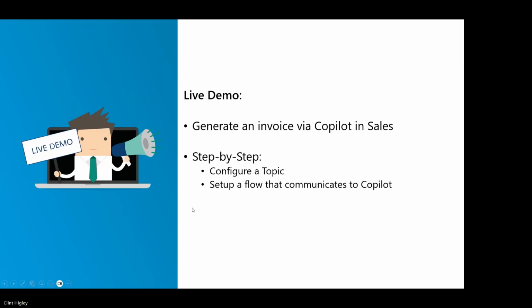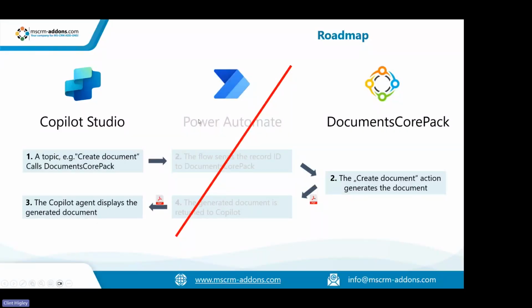That pretty much concludes our demo. A couple of things on the roadmap, going back to this slide. We are working on being able to call the DocumentsCorePack actions directly in your agents, so you will no longer have to call a flow. You can run the DocumentsCorePack action straight from Copilot Studio, right in there, and that saves you a step. They're being worked on, so look for further information as it becomes available. That's pretty exciting. Saving a step is always good.